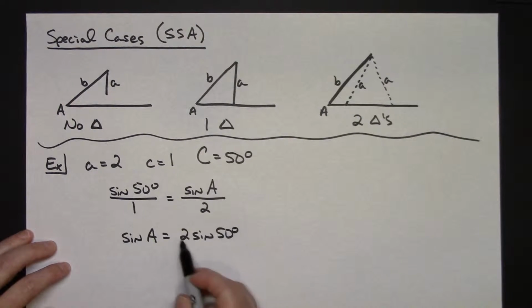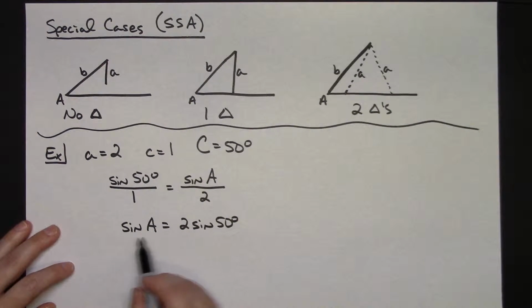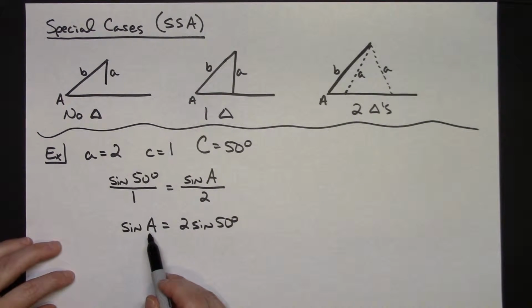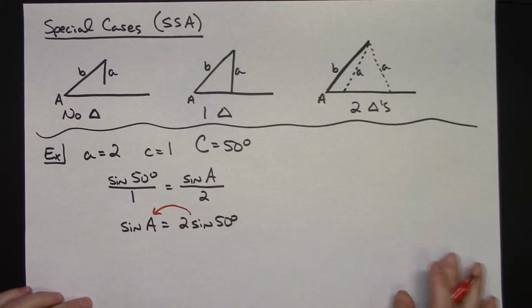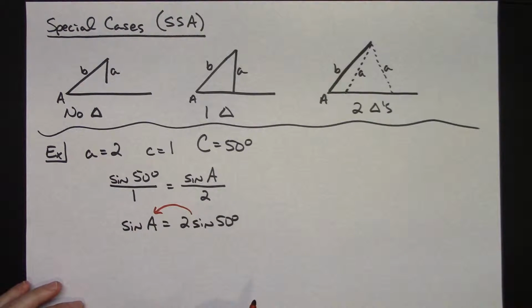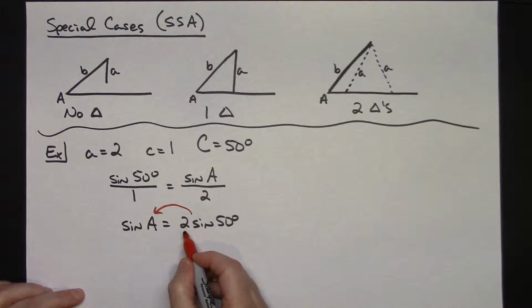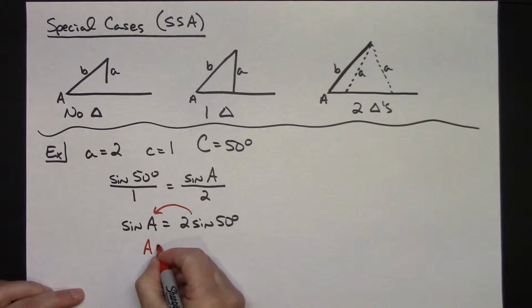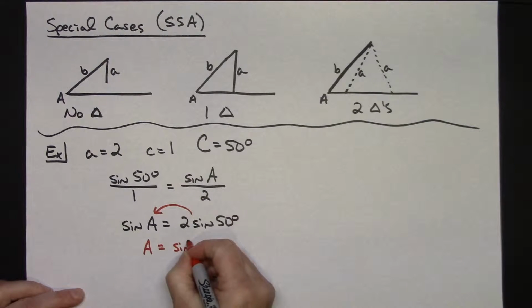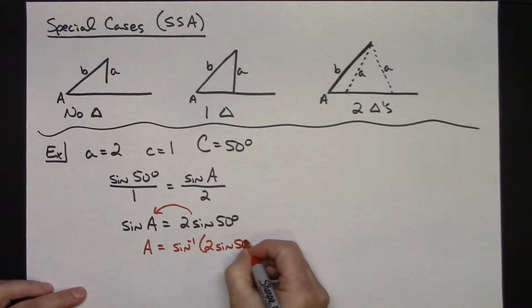Alright, now this is going to give you a decimal, and again, it's going to be a great big long decimal. So what I would do at this point is stop and think about what you're doing. You're trying to find angle A. In other words, you're trying to go backwards. So this is the case where you're going to need to use the inverse sine button on your calculator. And I don't want to round this at all, so I'm going to leave it. When I put it in the calculator, I'm going to enter 2 sine of 50. So angle A is going to be equal to the inverse sine of 2 times sine of 50 degrees.